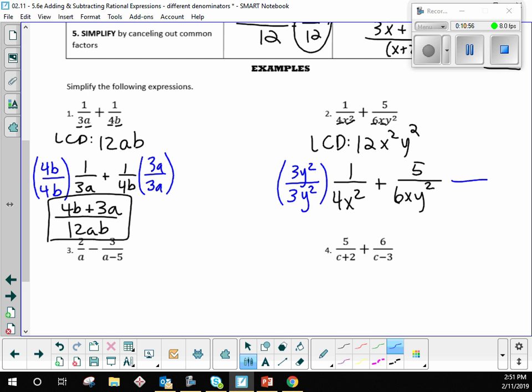And then for the second fraction, 6 times what gives me 12? X times what gives me x squared? And y squared's already all represented. So I have to do 2x to both of those.